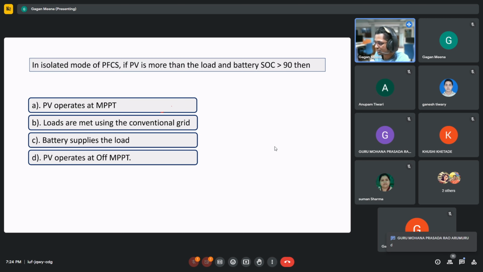PV operates at MPPT, loads are met using conventional grid. Battery supplies load and PV operates at off MPPT. So PV operates at off MPPT.